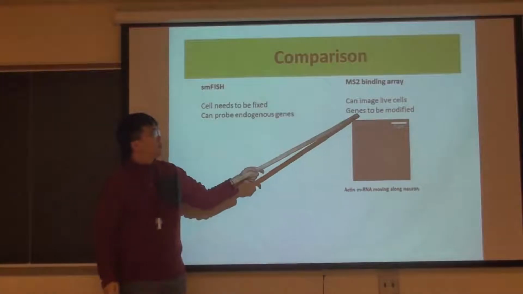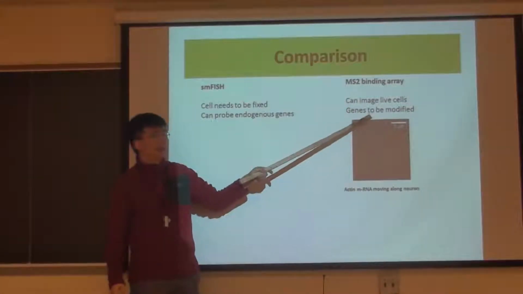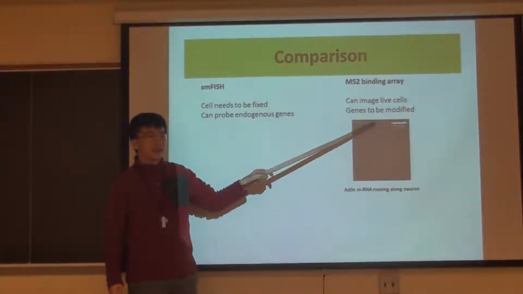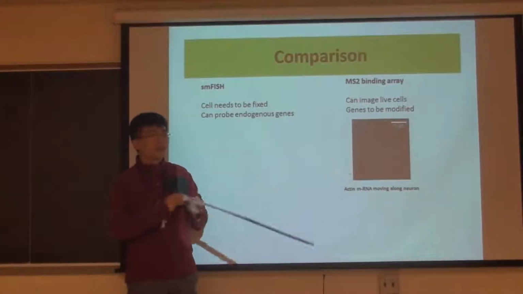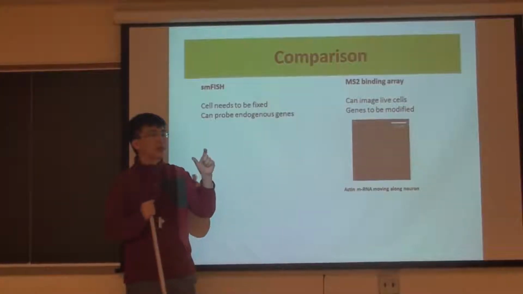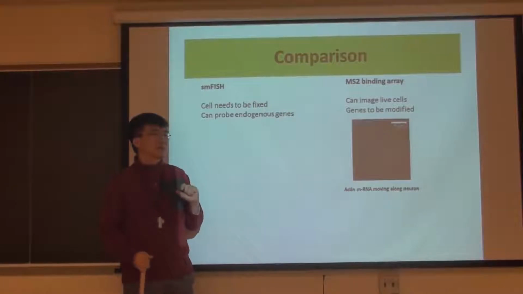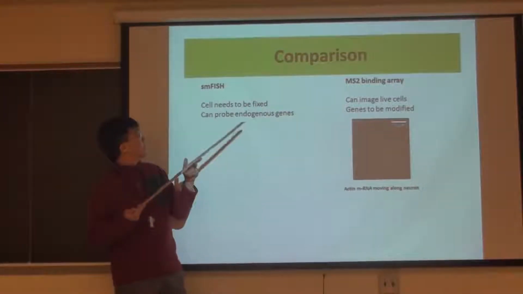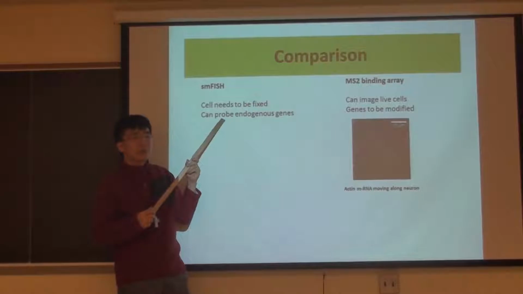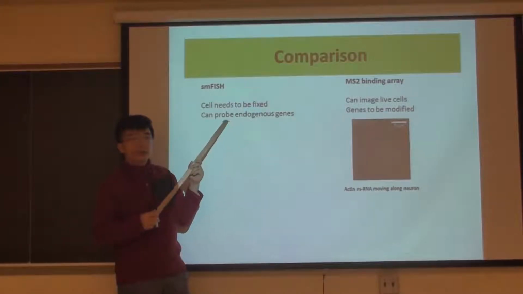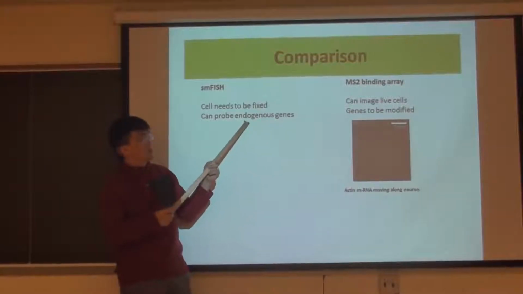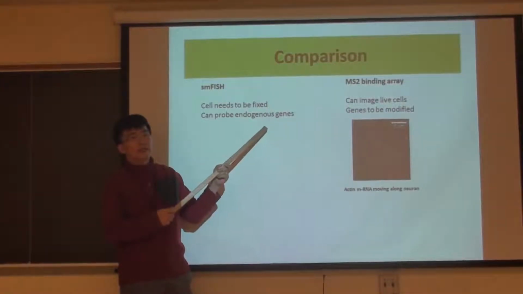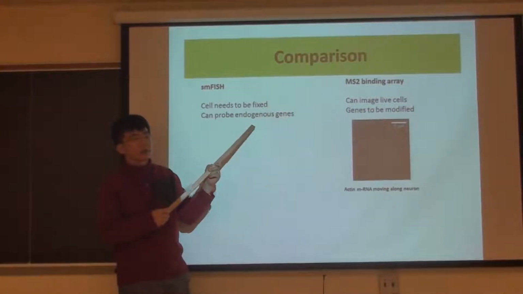Now, there's a downside to the MS2 binding array. Actually, you have to modify the gene. You cannot study the native cells or animals and so on. Whereas in single molecule FISH, as long as you know the sequence of the gene, you can design the probes. So that is the term that people use, endogenous. Obviously, there's nothing that you have to do from outside to change the gene. You can just look at things the way they are.